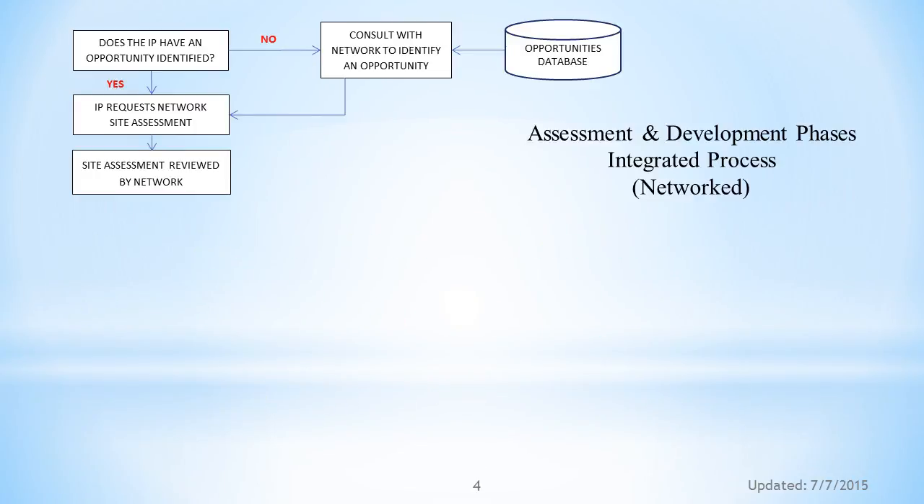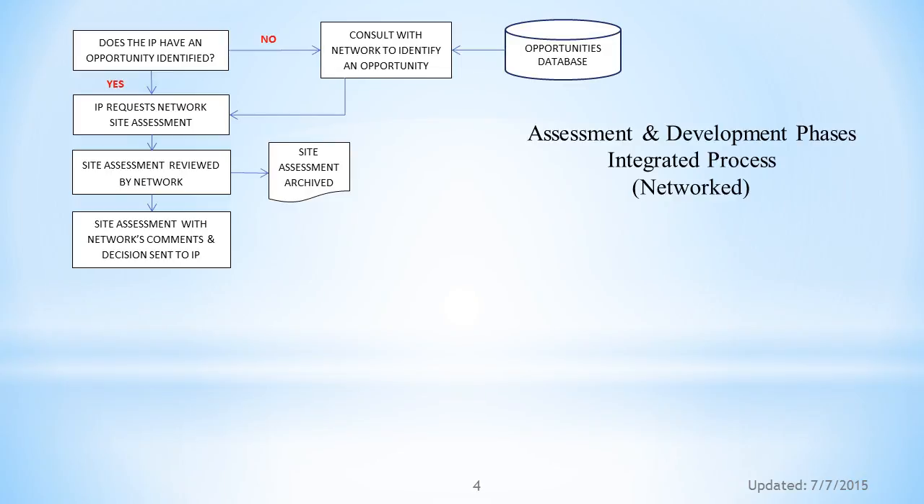The completed site assessment is first sent to the network for review. Then the network sends it to the IP, along with any comments or observations the network may have. The network will maintain a file of all completed site assessments. If the network and IP determine that for some reason the site or the OP are not ready for a water project, the IP can continue to work with the network to identify a better opportunity.